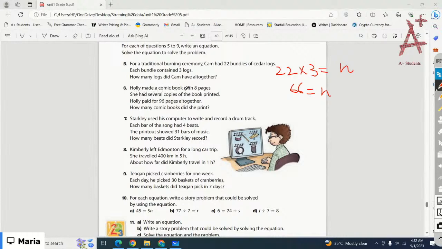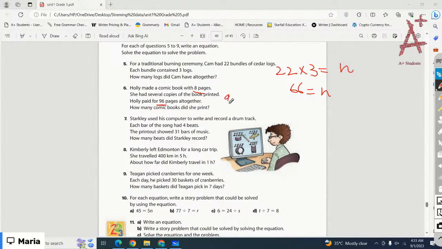Question 6 is Holly made a comic book with 8 pages. She had several copies of the book printed. Holly paid for 96 pages together. How many comic books did she print? So one book has 8 pages, right? And she paid for 96 pages. You have to calculate how many books she has.